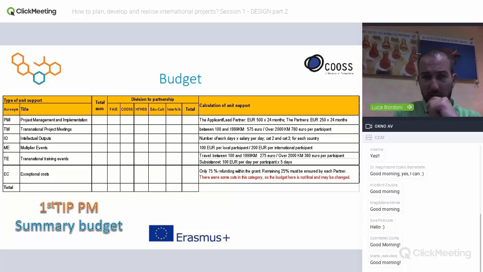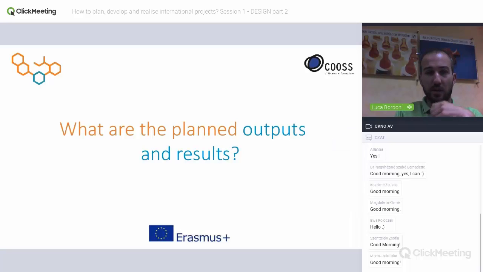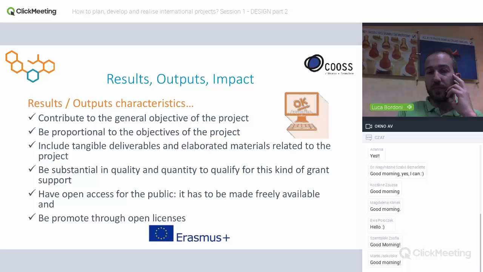And another is the travel. I've already said also travel for the transnational training events can arrange different costs based on the distance. And then finally, exceptional costs, I already said. Final slide of my presentation, what is about the outputs and result of the project.